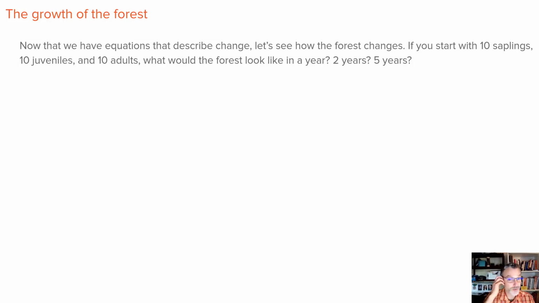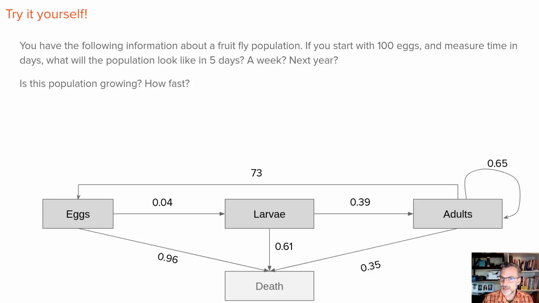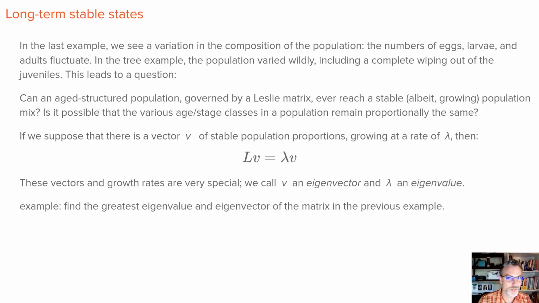You could ask yourself, well, if we had a different beginning composition of the forest in terms of seeds and juveniles and all that, what would it look like over time? Okay. So I invite you to try it out. There's an example there, and we could do this next time we see each other. But there's one thing I want to talk about, which is kind of a vital topic in linear algebra.